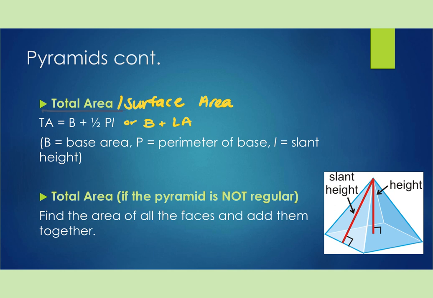Yep, just a second. And then the total area, if the pyramid is not regular, you literally have to find the area of the faces and add them together. So if my base is not a regular polygon, which we're going to get to one that's like a rectangle, you'd have to find the area of the faces and the base and add them together.